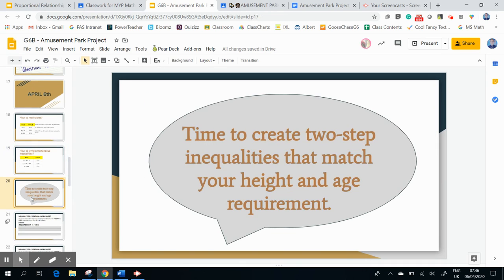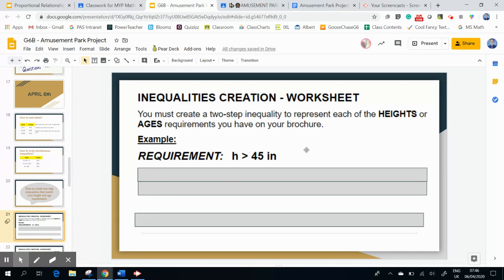Great. Now let's go to our two-step inequalities. This is the process of math. This is how we're going to convert our height requirements to math. So let's say that I decided that one of my height requirements for one of my rides is people need to be greater than 45 inches.